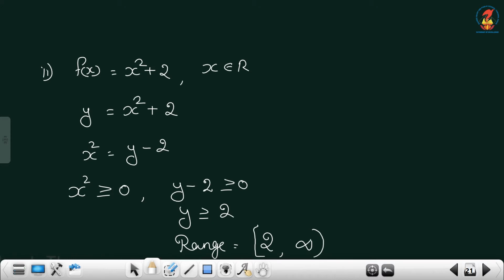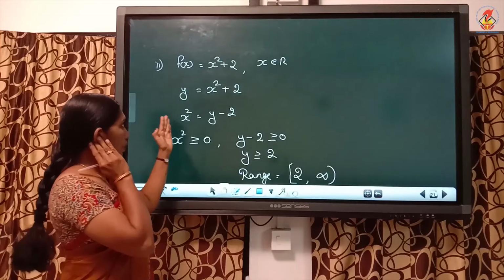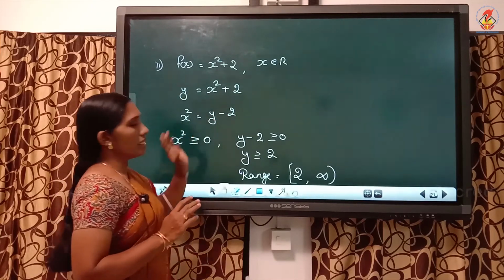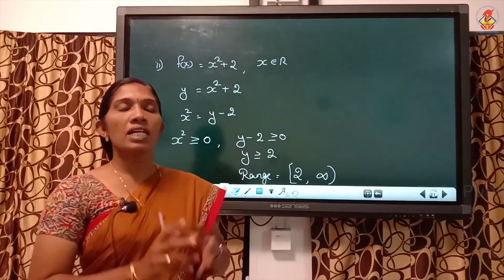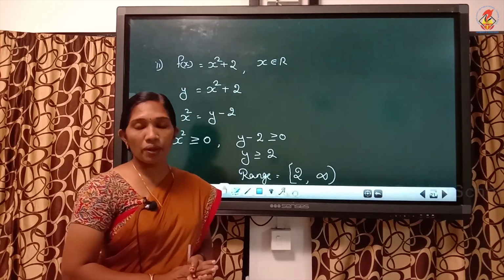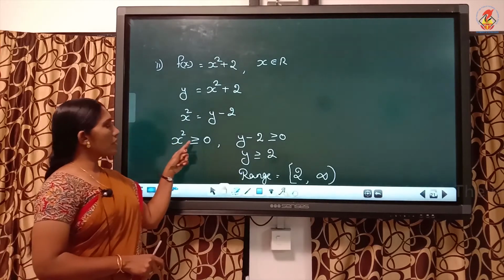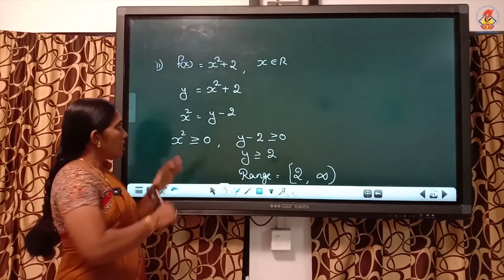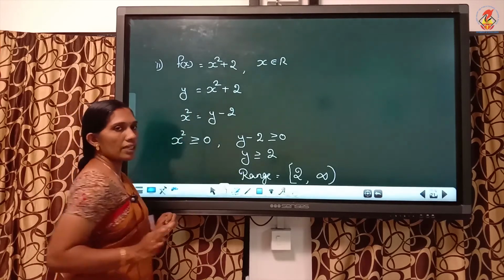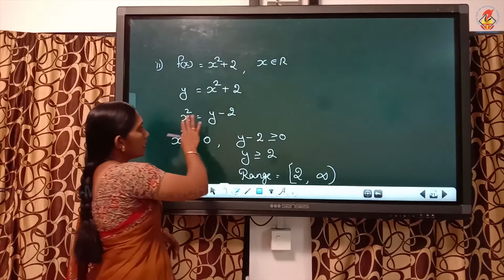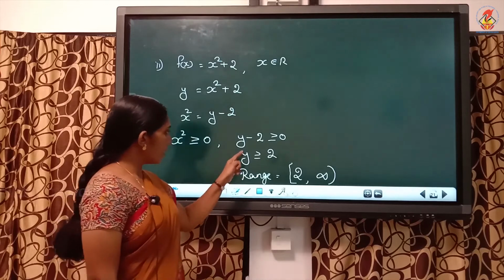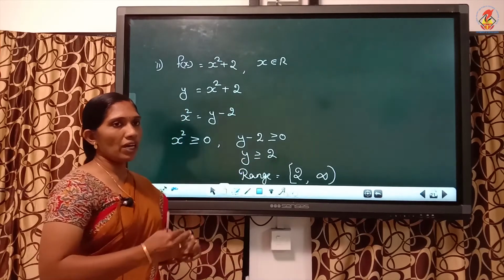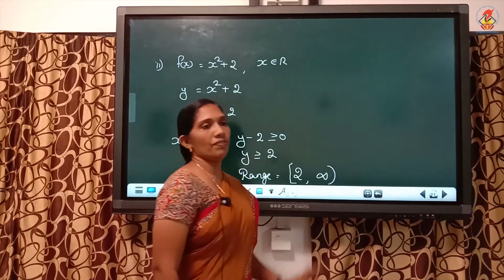Look once again, f of x as y, y equal to x square plus 2. After that write x square. x square is equal to y minus 2. x square means square of a number. Square of a number is 0 or more than that. It cannot be negative. So we can write x square is greater than or equal to 0. So if one side is like this, the other side is also greater than or equal to 0, then only the equality is satisfied. So y minus 2 is greater than or equal to 0, or y is greater than or equal to 2. So the y value range is equal to 2 to infinity.